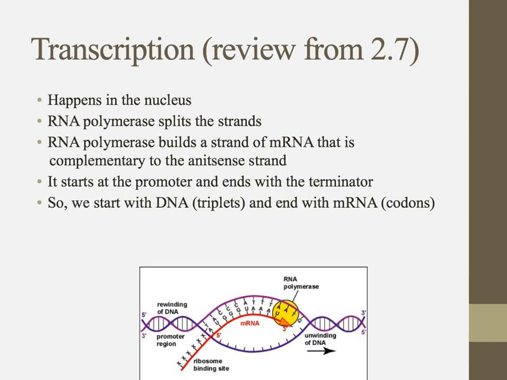Now, before we get into any of these crazy, insane details, let's just do a quick review of transcription from a previous chapter. We know transcription happens in the nucleus because I'm using DNA and I'm talking eukaryotes. RNA polymerase does double duty. It splits the strands and then it uses the codes on the antisense strand to make a complementary mRNA molecule. It's going to start where the promoter is and end where the terminator is. So in the beginning, we're starting with DNA and its codes are in triplets, and we're going to end up with a molecule of mRNA, and we call those groups of 3 bases codons.